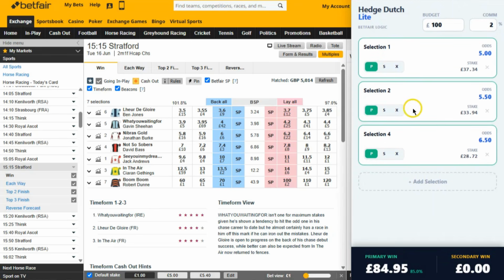Right, we've got the calculator in place. Let's go 3.6 on the favourite, 4 on the second favourite. Those prices are quite close. And 6 on the... Now, there's not a lot of profit in these 3.